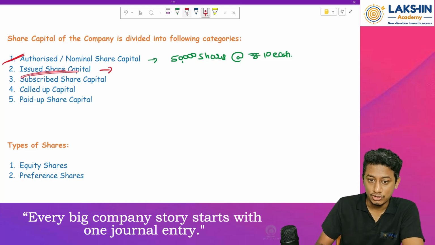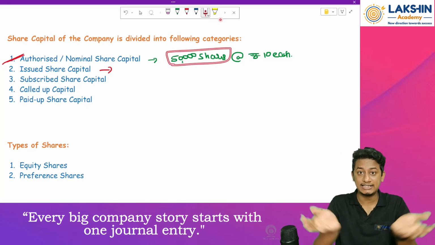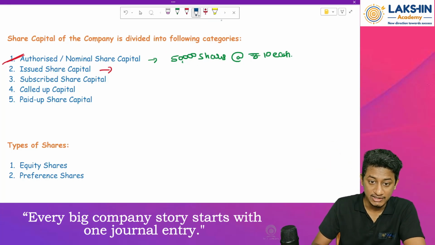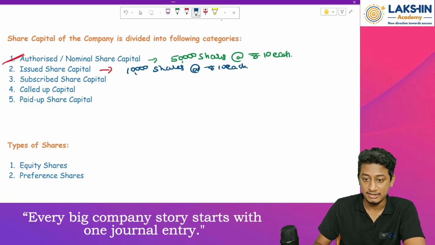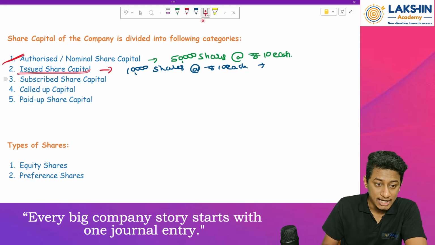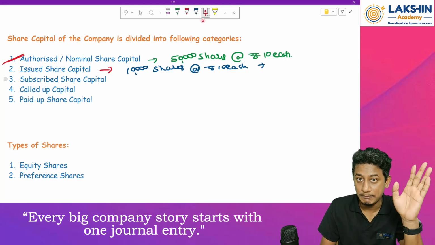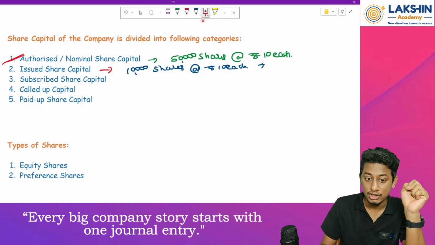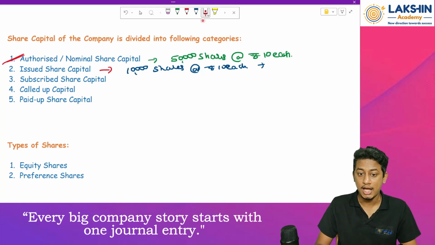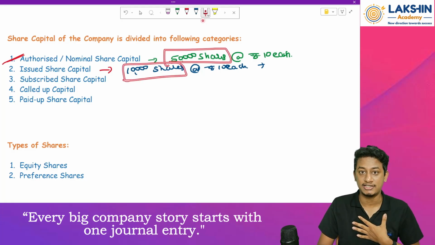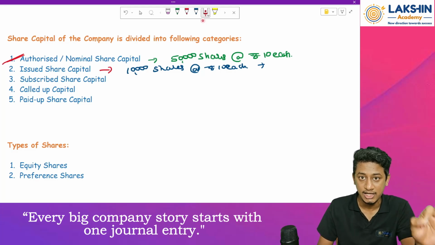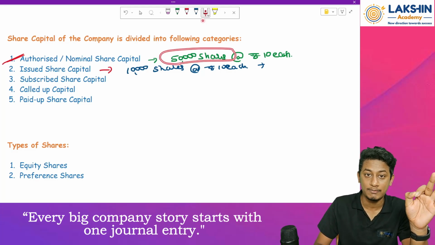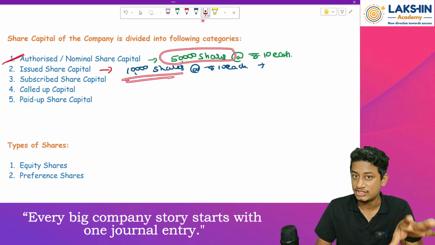So issued capital. Out of this 50,000, which is the max limit, 10,000 shares have been issued at the rate of rupees 10 each. This is called issued capital. That means how much money does the company want to raise from the people? At this point the company feels that out of 50,000 shares we will issue only 10,000 shares. Remaining shares, let it be. We will issue them in the coming days when the company requires money for its operations. But currently we will issue only 10,000 shares. Clear? Okay.